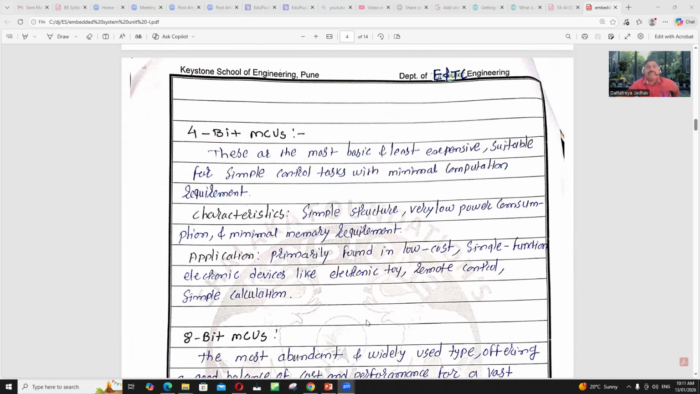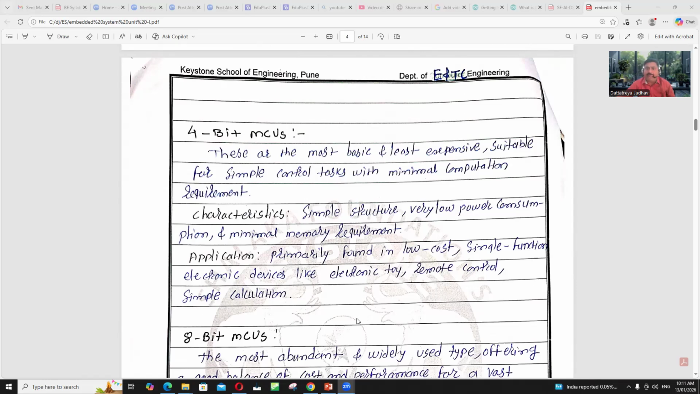So what are the characteristics of the 4-bit microcontroller? It is simple in structure, first of all, with very low power consumption and minimal memory requirement. That is the basic characteristic of the 4-bit microcontroller. Which applications are served by a 4-bit microcontroller?